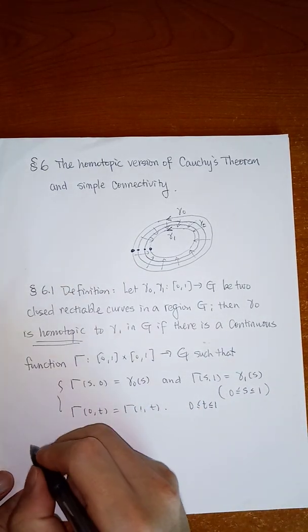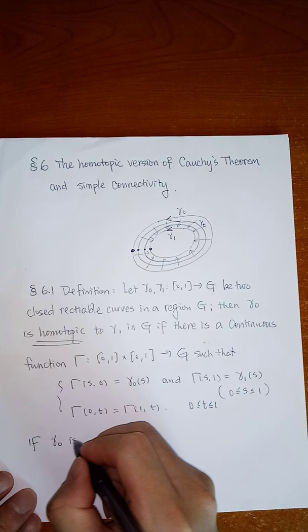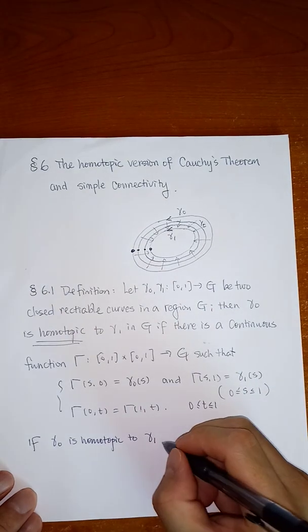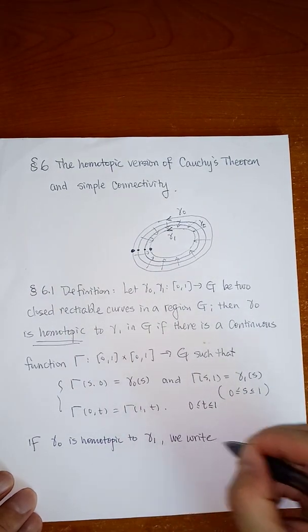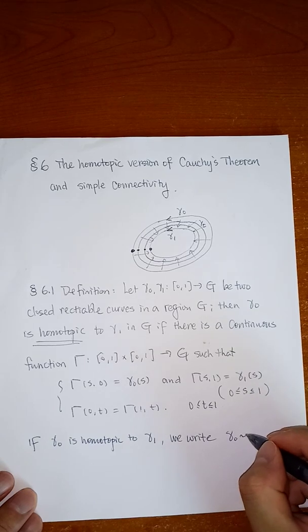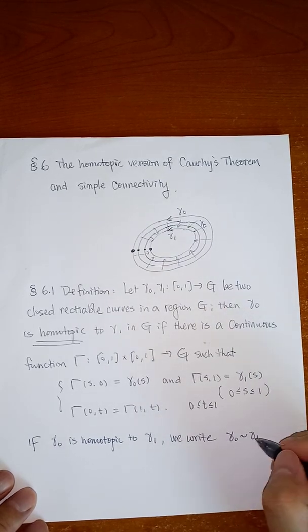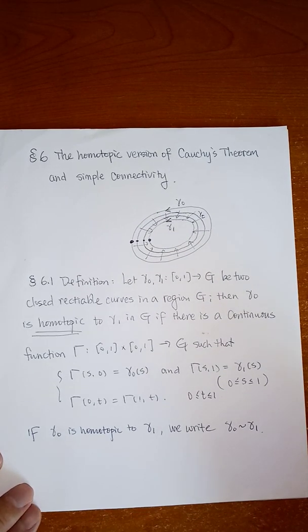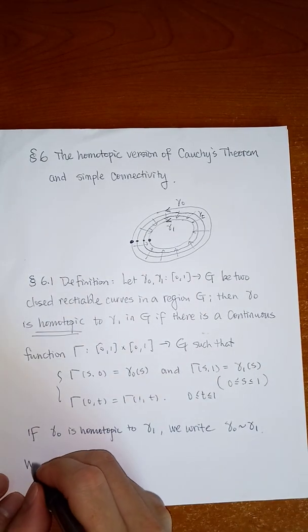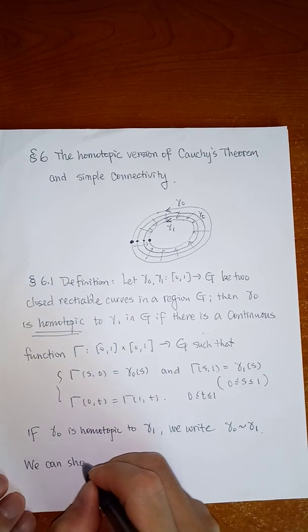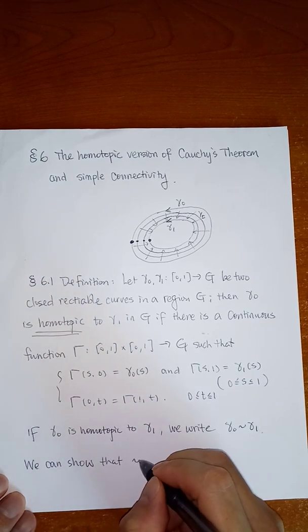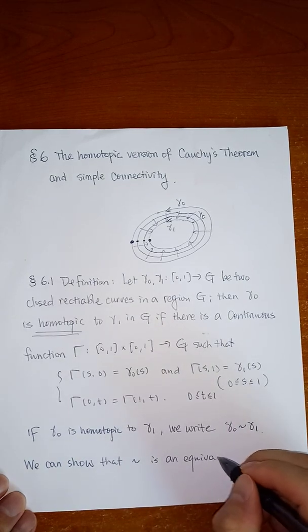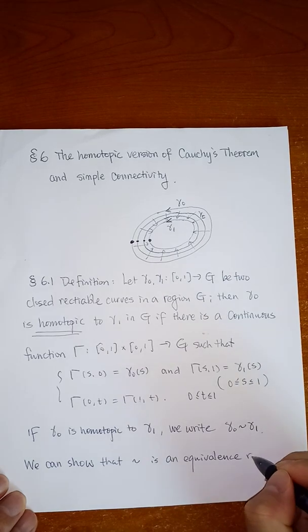And if gamma 0 is homotopic to gamma 1, we write gamma 0 with this symbol, tilde, gamma 1. They are homotopic. And we can show that this tilde is an equivalence relation.